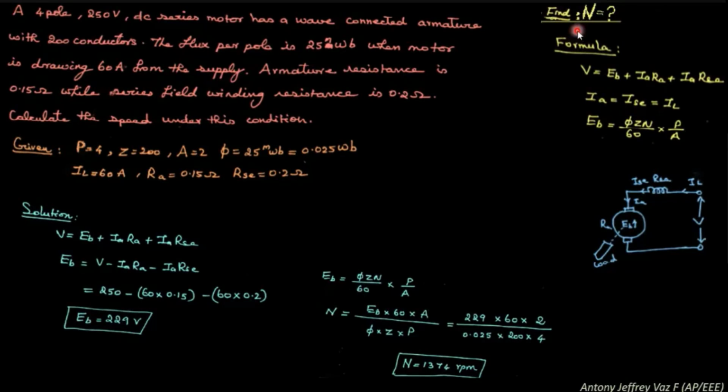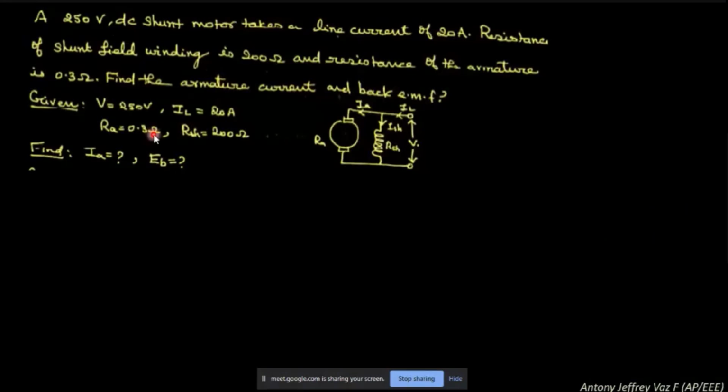Then to find the speed of the DC motor, from the given equation, you know EB is equal to phi Z N divided by 60 into P by A. You can get N by cross multiplying the other values. N is equal to EB into 60 into A divided by phi into Z into P. So N is 1374. Okay, this is the last problem.